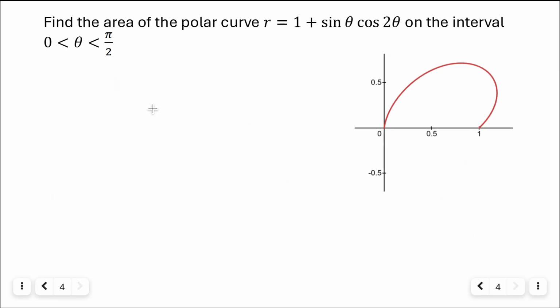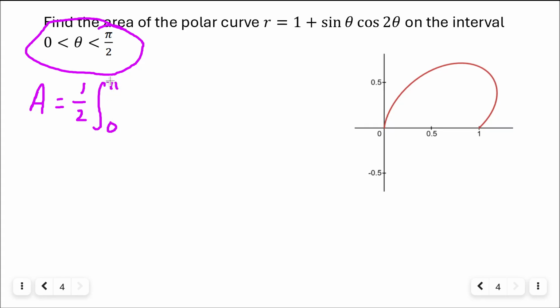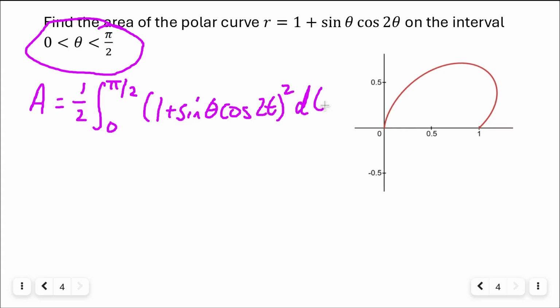All right, finally, let's find the area of the polar curve r equals 1 plus sine theta cosine 2 theta on the interval from 0 to pi over 2. Now, I put this problem here for a reason. To be honest with you, this problem is actually fairly easy to find the area. I'm giving you the angles to work with. So that's not the difficult part. It's just going to be 1/2 the integral from 0 to pi over 2, 1 plus sine theta cosine 2 theta squared d theta. That's all you're going to have to do.